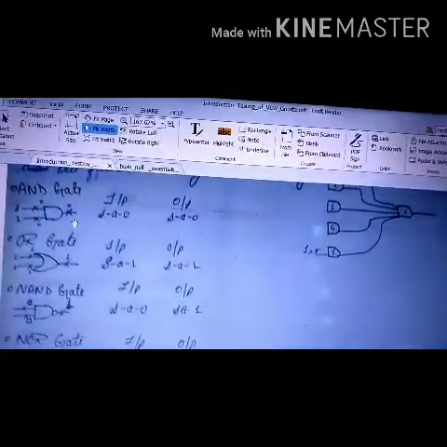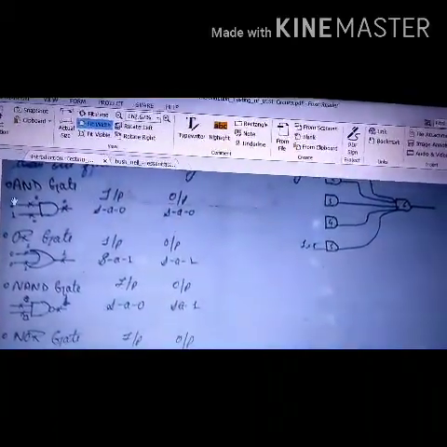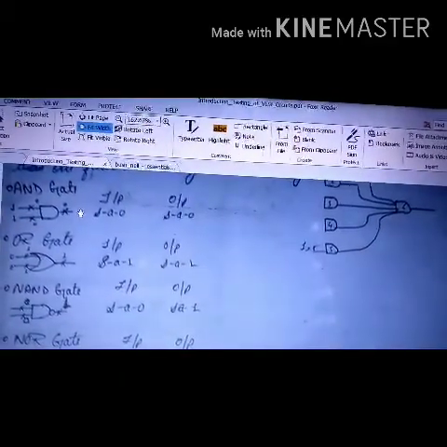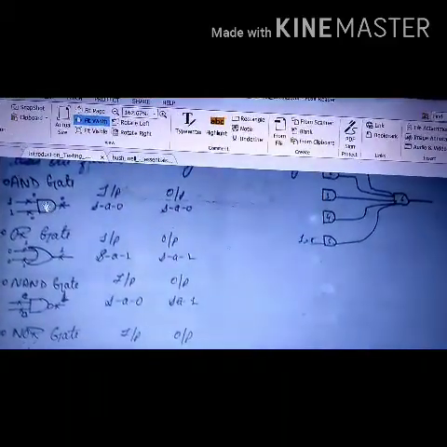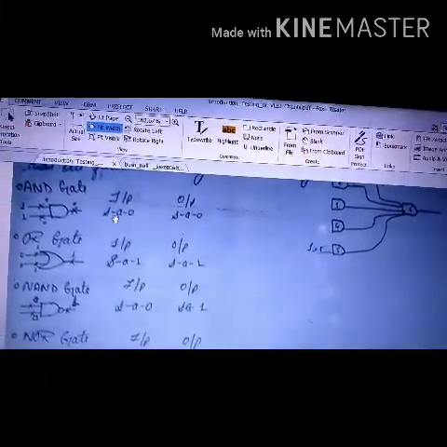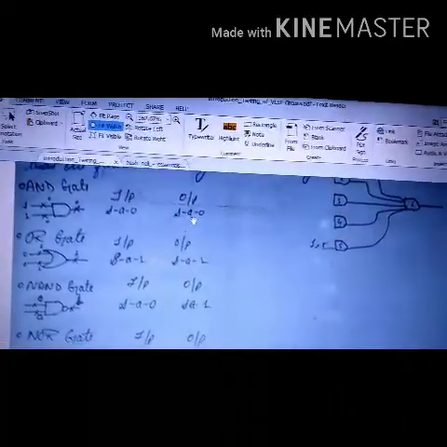Now again, looking at the output, if this is stuck at 0, and both the inputs were 1 and there were no errors here, then again I will get output as 0. So this fault is also equivalent to any of these two faults. Therefore, stuck at 0 at the input is equal to stuck at 0 at the output.